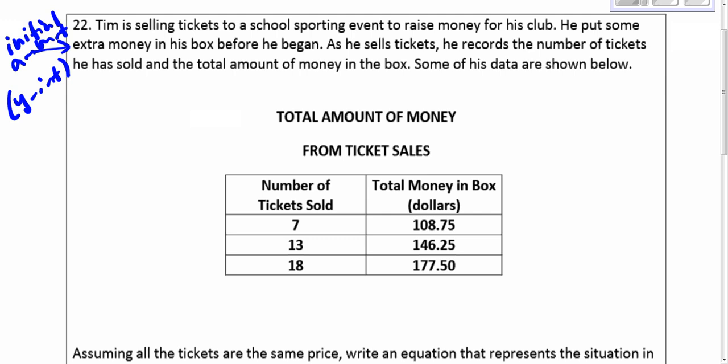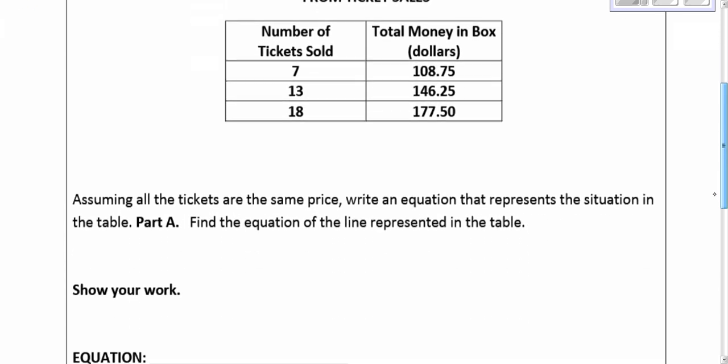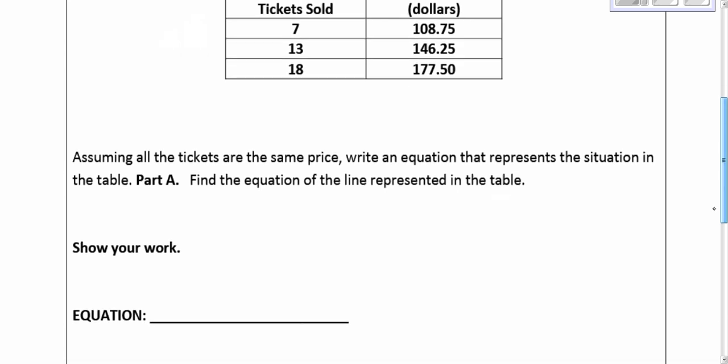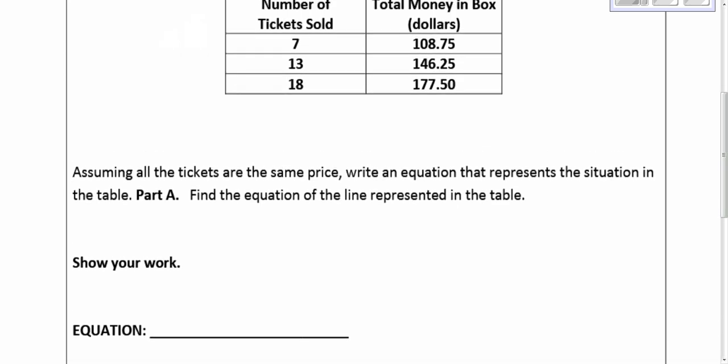As he sells tickets, he records the number of tickets he has sold and the total amount of money in the box. Some of his data are shown below. So after he sold 7 tickets, there's $108.75. Then 13, 18, you see how much money's there. You can't just divide 108.75 by 7, because remember, he put money in the box to start. So it's not a direct variation. Assuming all the tickets are the same price, write an equation.